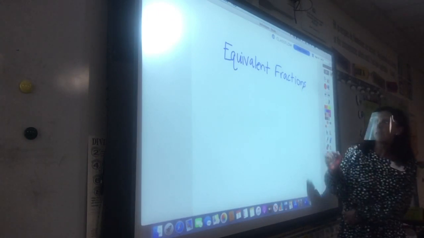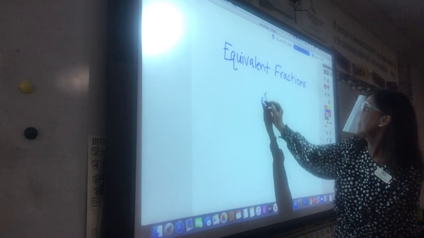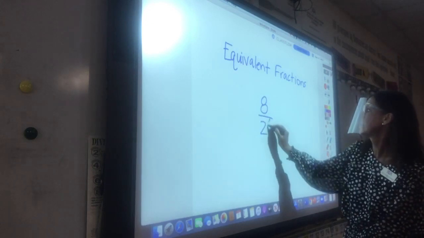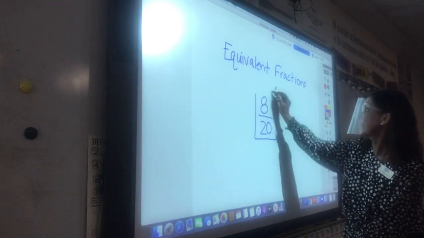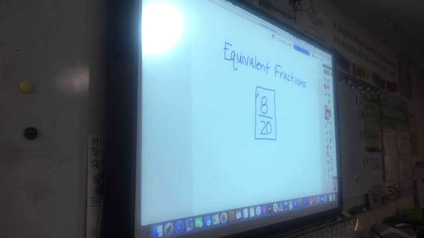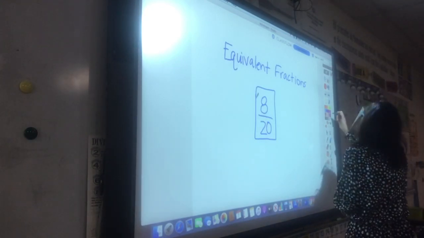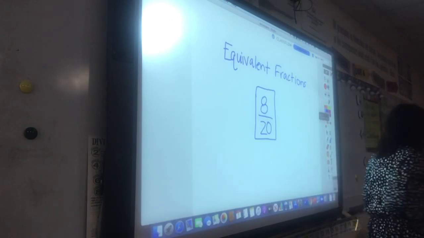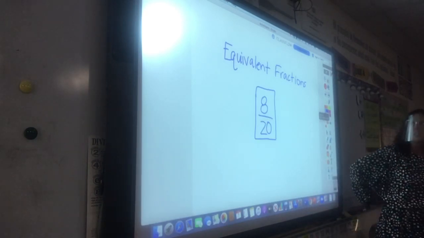In the middle of that page, if you'll put 8/20ths, and put a box around it, 8/20ths. Okay, so equivalent just means equal, basically.